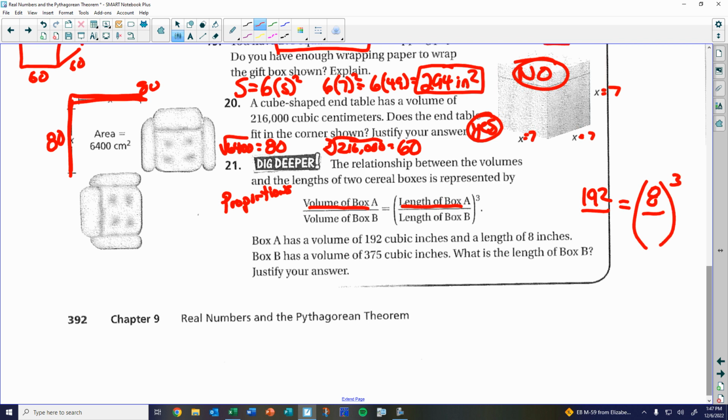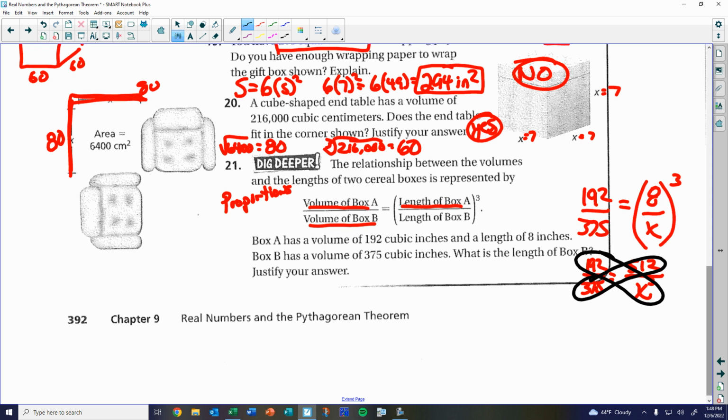And then box B has a volume of 375 cubic inches. And we want to figure out the length of box B. So the first thing I've got to do is cube the right-hand side. So I'm going to rewrite 192 over 375. 8 cubed is 512, and x cubed is x to the 3rd power. So when you learned about proportions, you know that we cross multiply.